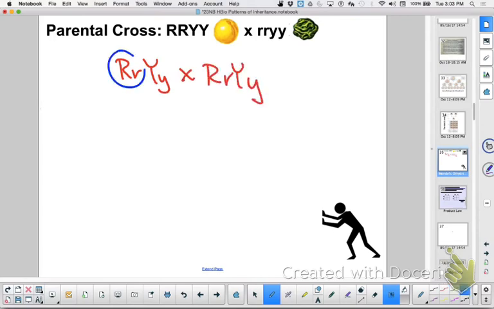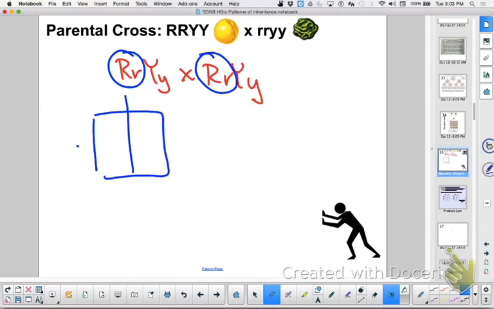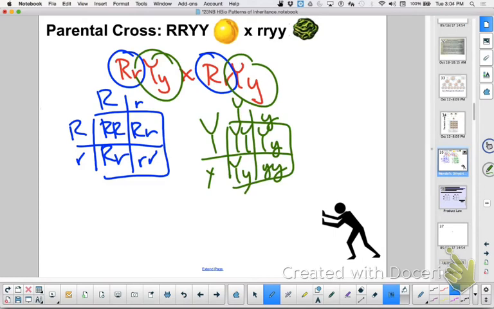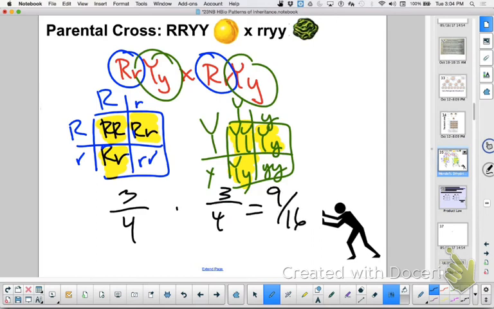What you do when you have a cross that is that big is you cross just the R's, the first one, and then you cross just the Y's. So if I wondered how many are going to be round and yellow, which ones are going to be round and yellow? These will be round, round, round. These will be yellow, yellow, yellow. Three-fourths times three-fourths equals 9/16. 9 out of 16 is what you would predict to be round and yellow. Good?